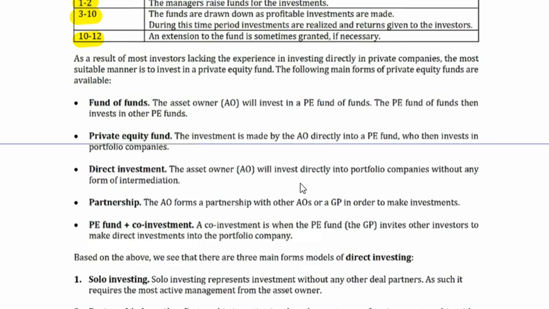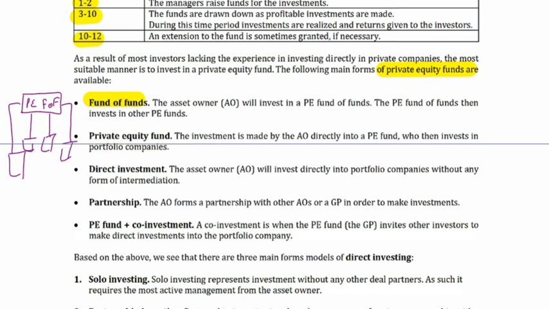We look at the following main forms of private equity funds. You've got a fund of funds. In other words, the asset owner invests in a private equity fund of funds. And what is that? If you look at the structure over here, you've got the private equity fund of funds. Why is it called a fund of funds? Because it in itself will go and invest in many different other private equity funds down there on the bottom.